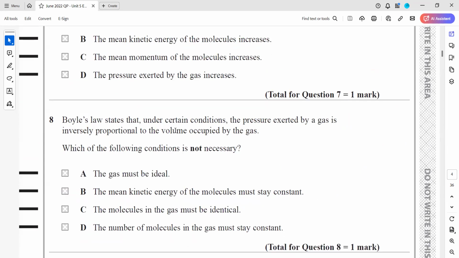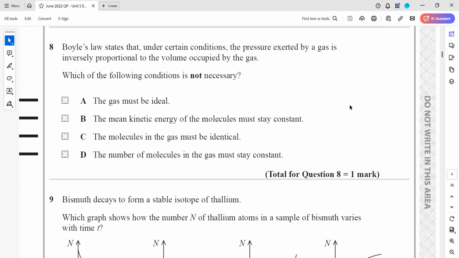Like if they say average velocity will increase, then also it is wrong. Why average velocity? Because when you take an average, the root mean square velocity will change, but not the average velocity.